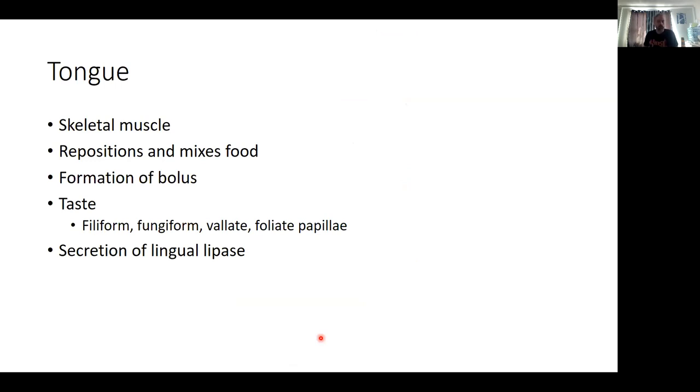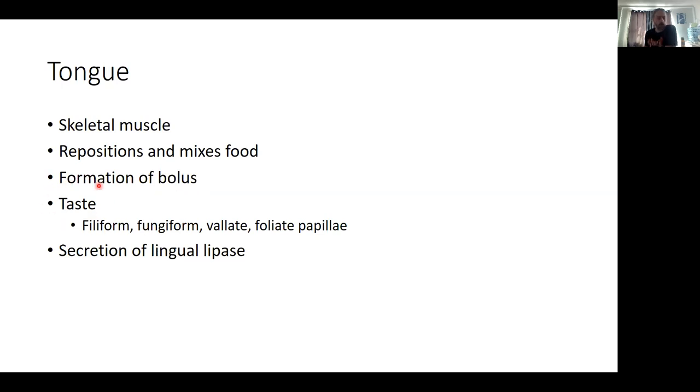The tongue is a skeletal muscle. It is primarily under conscious control. Its job is to reposition and to mix food, okay? And we're going to turn that wad of food in your mouth into something that we're going to call a bolus. The part that you swallow is called a bolus.